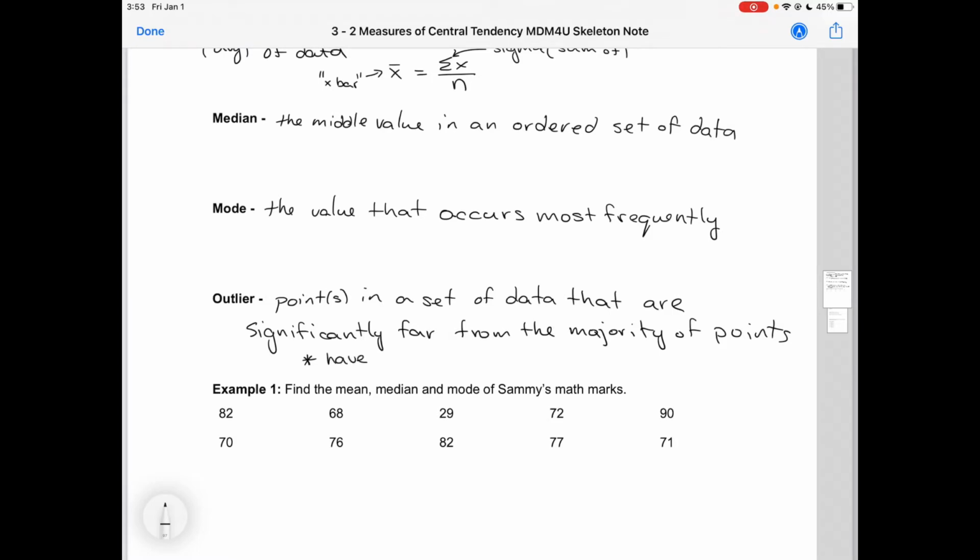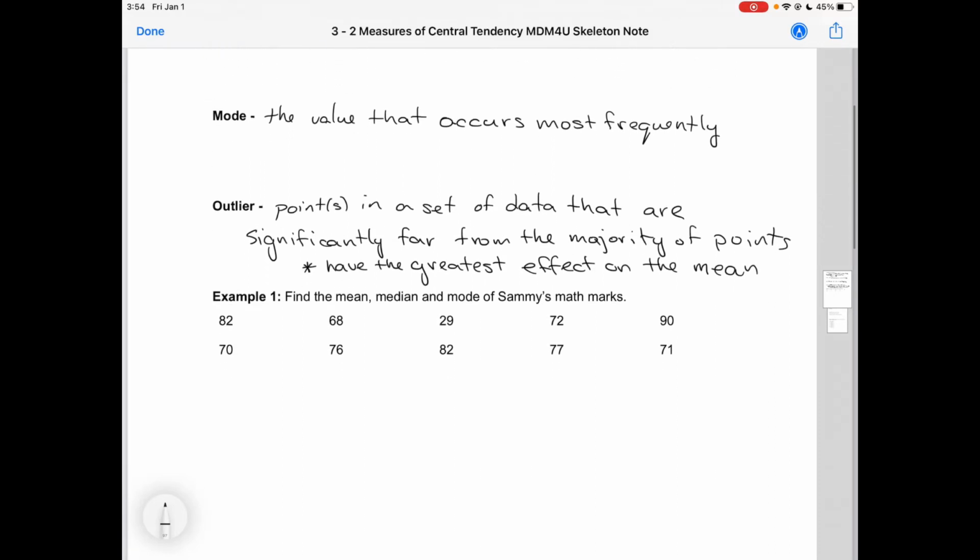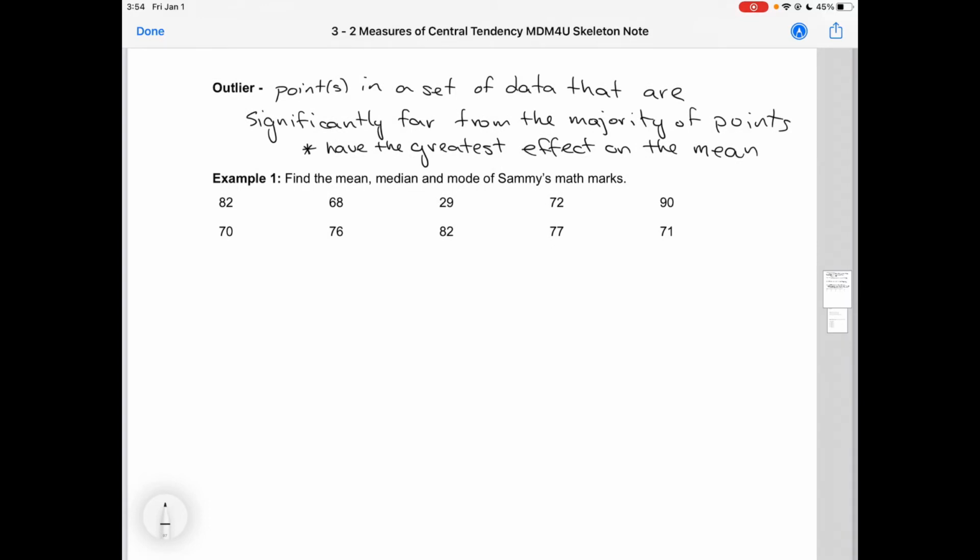The outliers have the greatest effect on the mean, which we'll see in our next example. Okay, so here we've got Sammy's math marks, and we're going to find those three measures of central tendency. So mean, median, and mode.